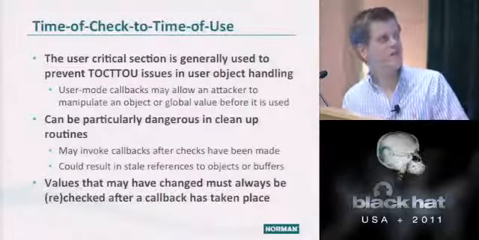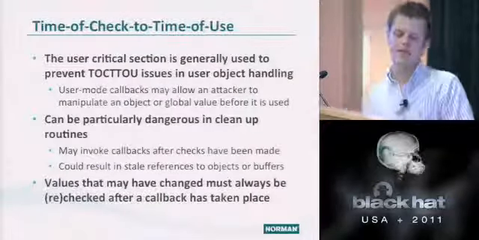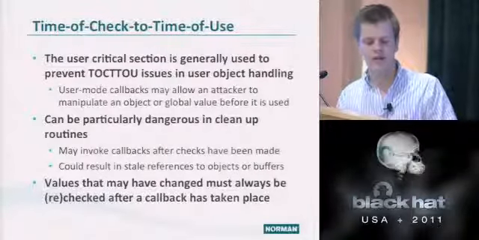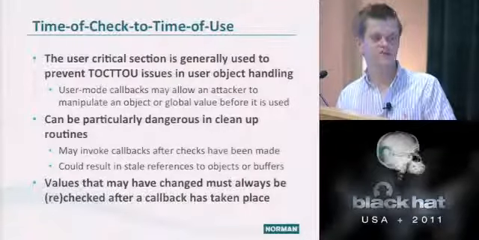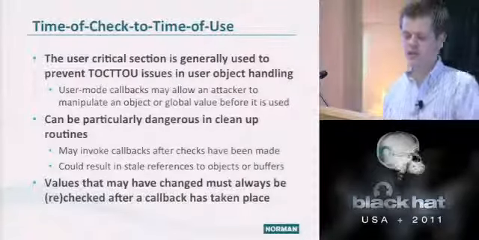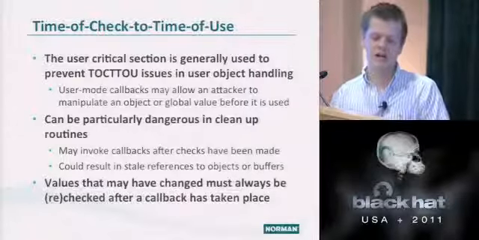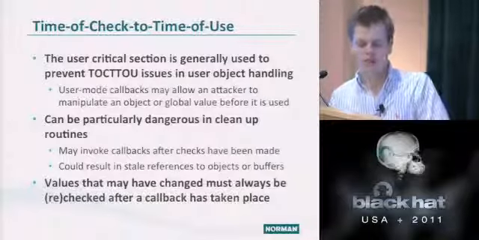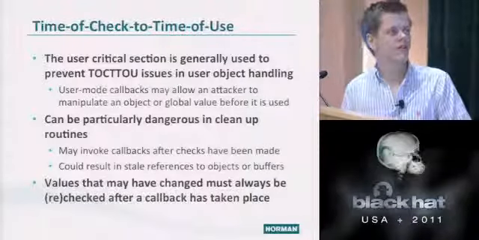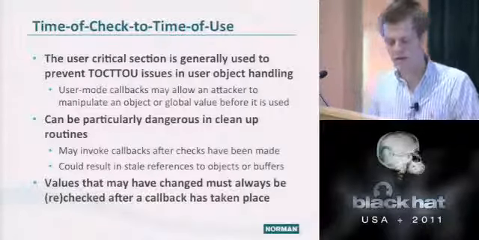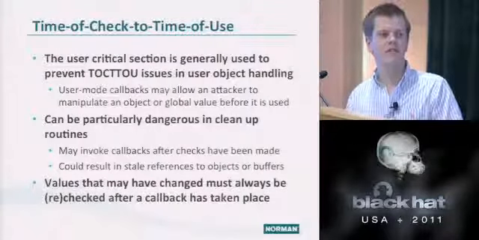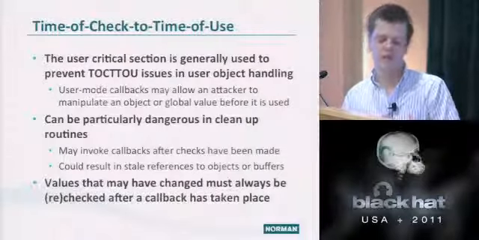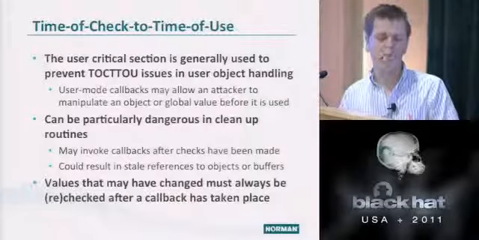This is also one of the classes, time of check to time of use. It's kind of similar to what we already talked about, but when you leave a critical section, and the critical section itself is essentially used to prevent these issues, and invoke a callback, you have to recheck that the values are still the same. This can be particularly dangerous in cleanup routines. You could potentially invoke callbacks after something has been cleaned up, and then you can reinsert it. This could end up in stale references to objects or buffers.